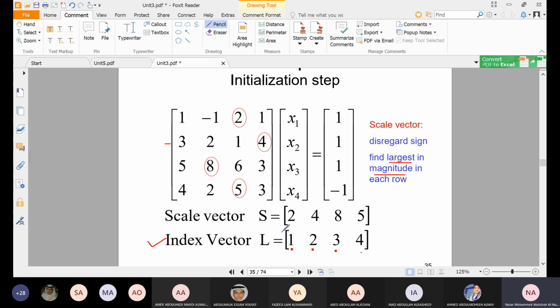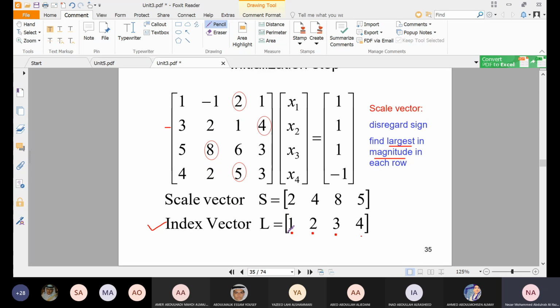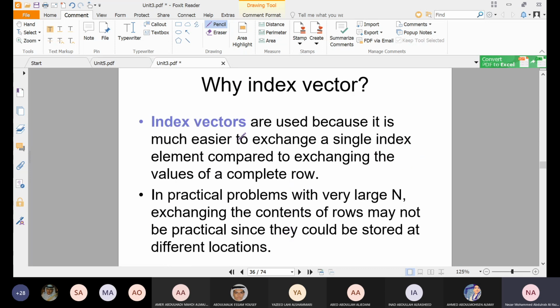What we do next is take a ratio between these coefficients. So why do we use the index here? We use the index because it is very easy to interchange a single index element, compared with interchanging the values of the complete row. It would be a practical problem with very large matrices. For example, if we have a huge matrix and need to interchange rows, this will take more time. So it is easy to do this using indexing.